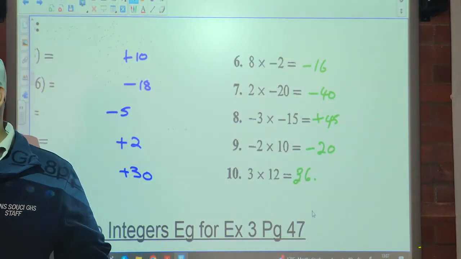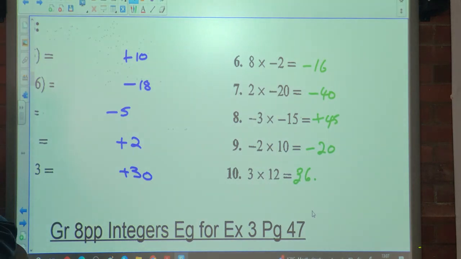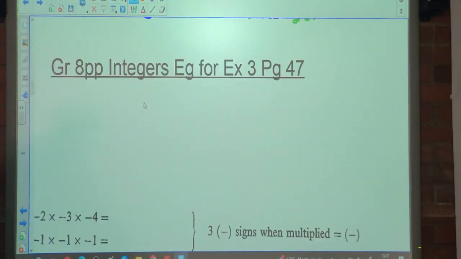Was there any confusion there? Who got all 10 sums right? Okay. Were you in school, Tegan? Okay, that's why you got it wrong. That's why you're not putting up here.